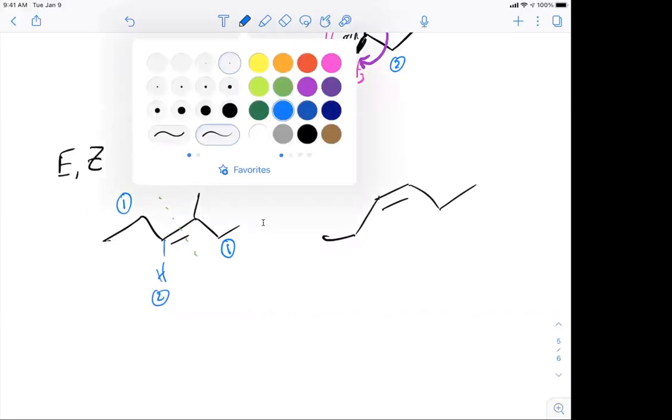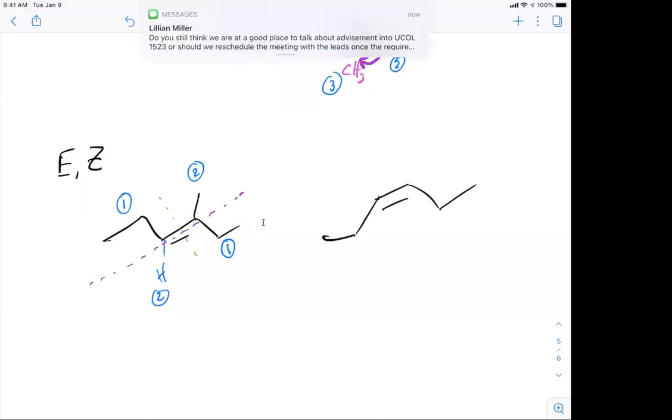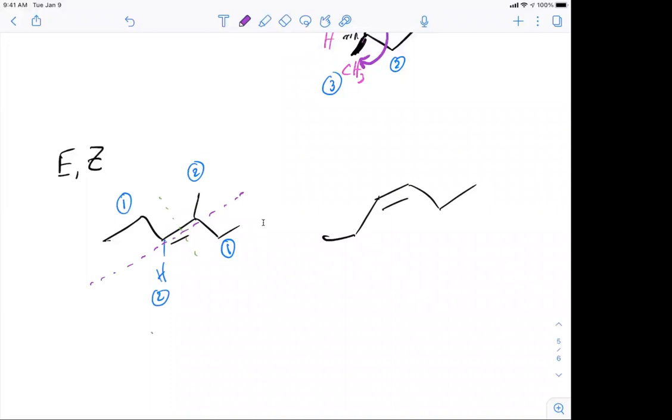Then I want to compare along that double bond, so not bisected, but looking parallel to it. And now we look at where our 1s and our 2s are, and we see that the 1s are on opposite sides. So that makes it E, for opposite.